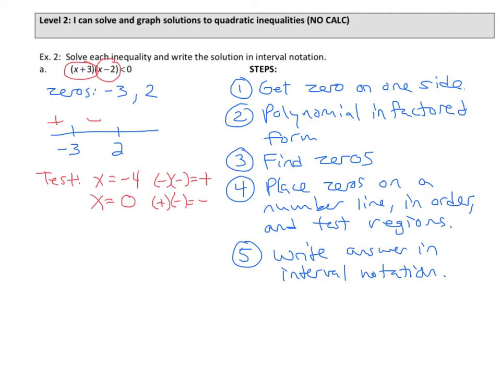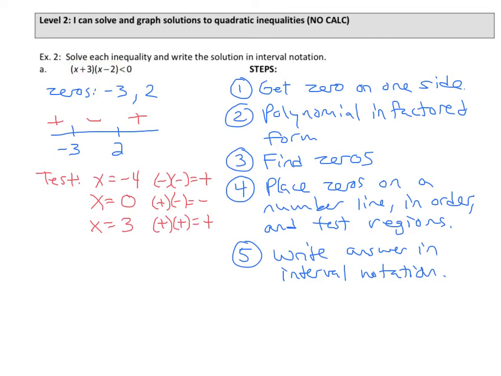And now I'm going to test my last region, which is for x values greater than 2. So I'm going to test any number that's bigger than 2. I'm going to use 3. And when I plug 3 into x plus 3, I get a positive. And when I plug 3 into x minus 2, I also get a positive. And a positive times a positive is always a positive. So it's positive in that region, meaning the graph is back up above the x-axis when x is greater than 2. Okay, so then now I'm ready to write my answer in interval notation.